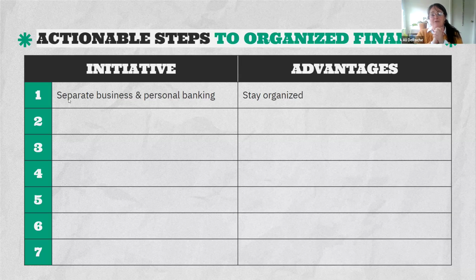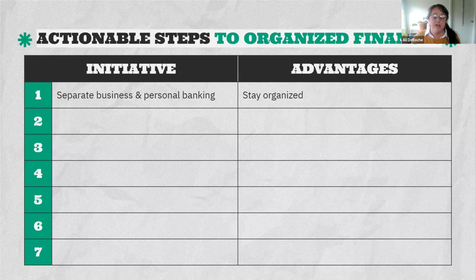Separate your business and your personal banking. This is going to be the easiest way to keep organized. You might have heard the term of the piercing of the corporate veil. All that means is that you really are trying to keep your business finances separate from your personal finances. What I will say, the easiest way to do this, the only way I think to do this, is set up a business bank account.